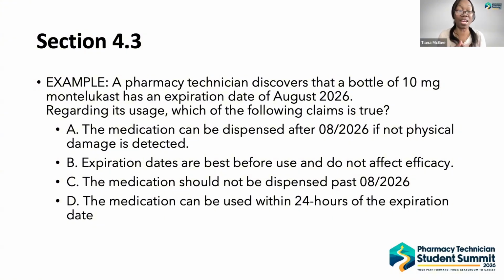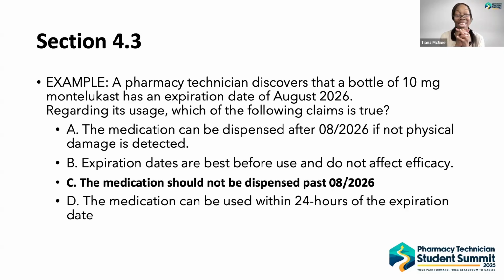All right, so I'll give you the answer on the next slide. It is C. The medication should not be dispensed past 8/26. Choice A says the medication can be dispensed after 8/26 if no physical damage is detected. It's kind of like, I don't care if there's damage, period. The expiration date says 8/26. This medication cannot be dispensed.